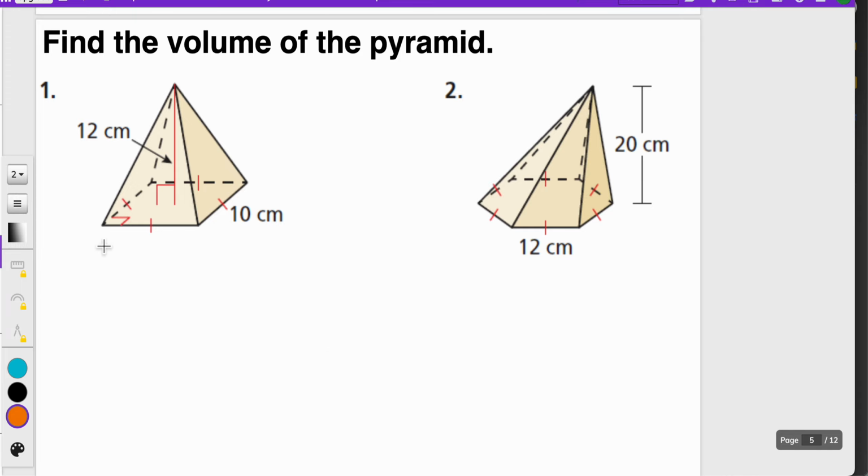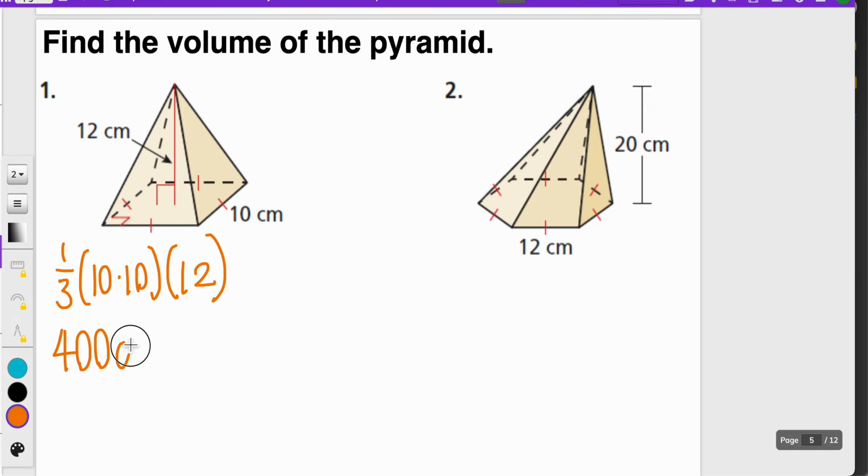The first one's pretty easy because it's a square base, so we're doing 1/3 times area of the base, so 10 by 10, and then times 12, which is the height. When you divide all that by 3, you should get 400 cubic centimeters.